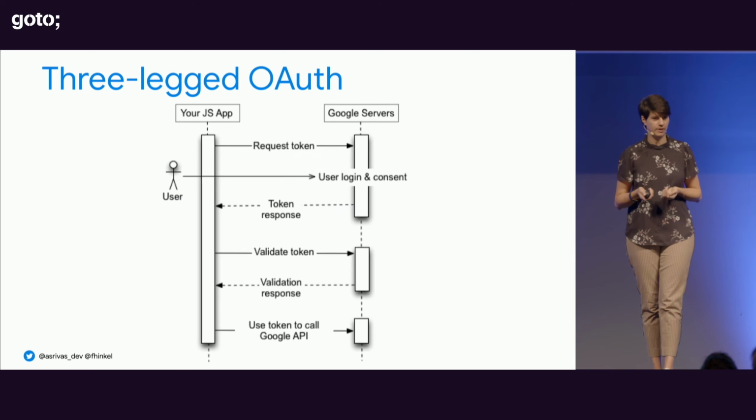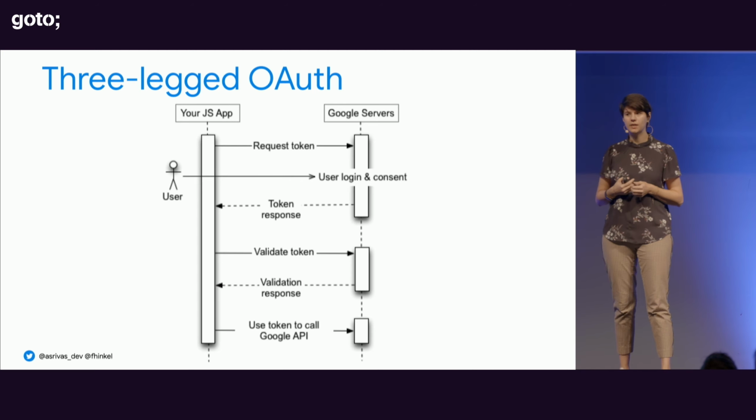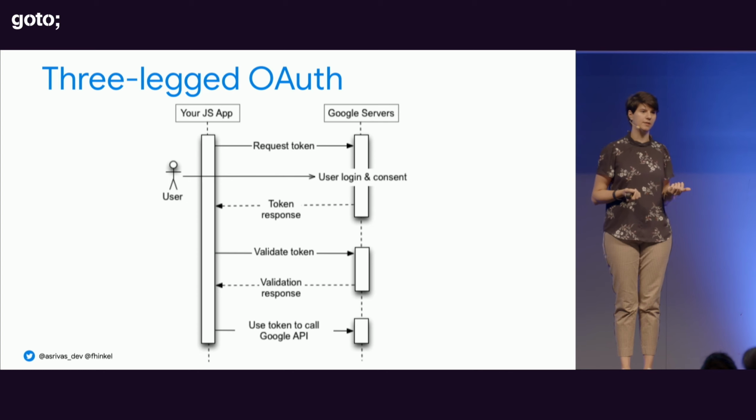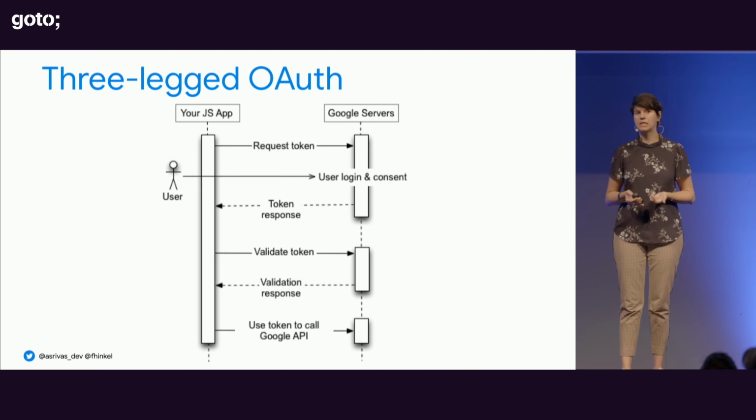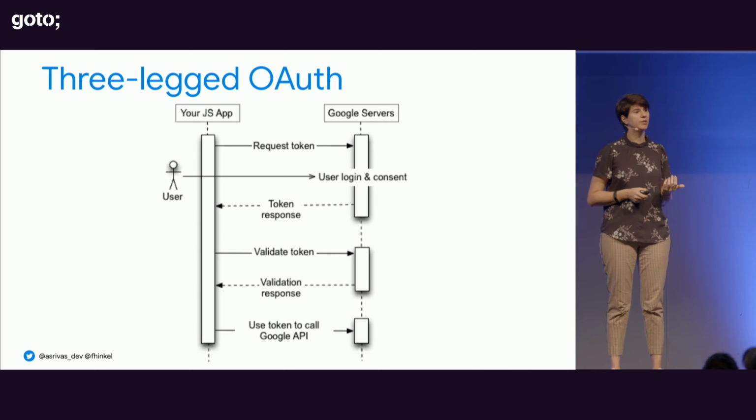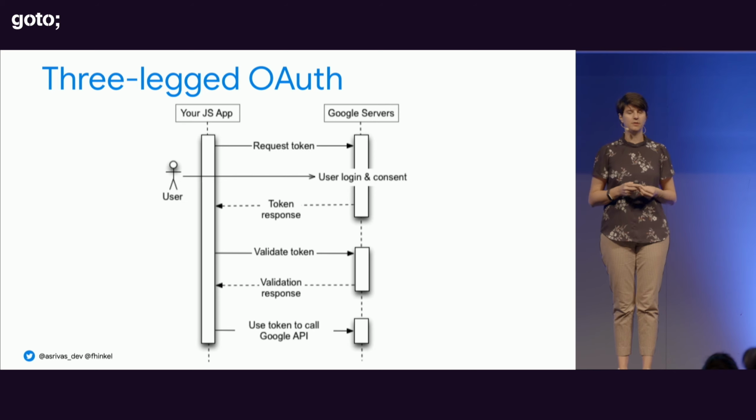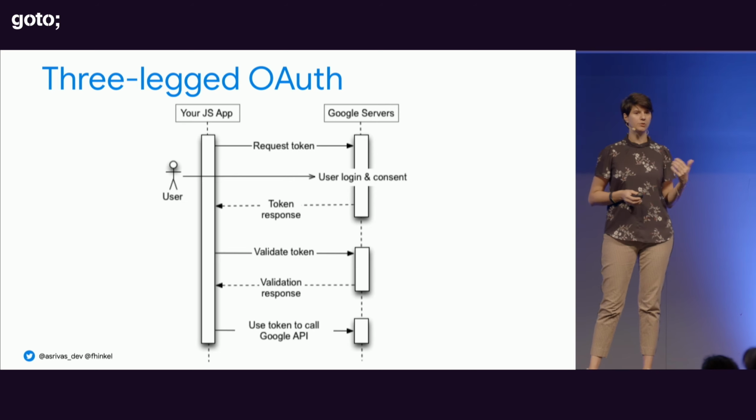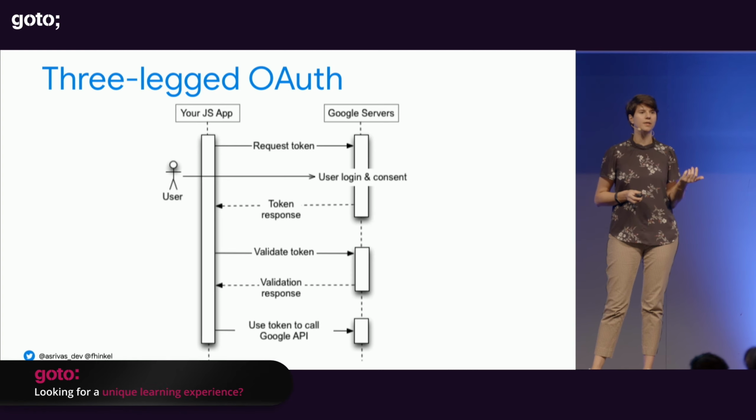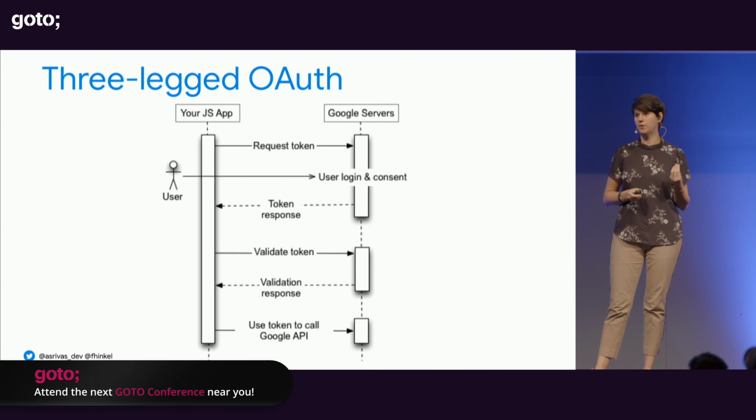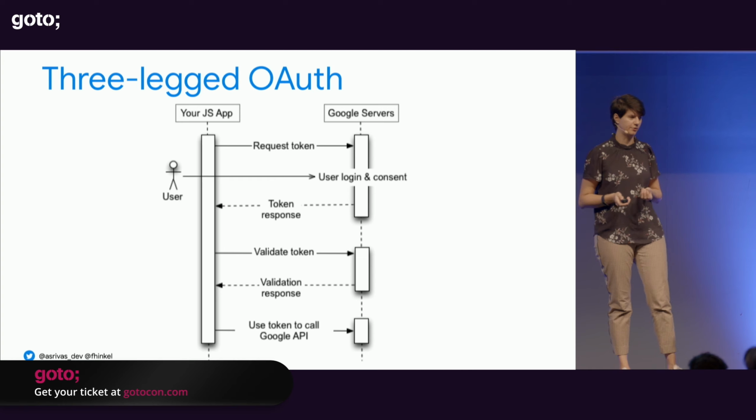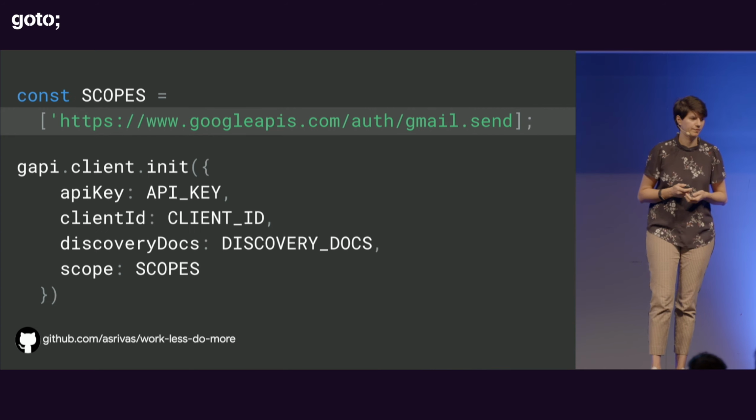Let's look at how OAuth2 actually looks under the hood. It's often called three-legged OAuth. It's three-legged because there are three entities: your application service, the Google service, but then most importantly, the end user. So when your application wants to query the Google APIs, for example, because they want to send out an email, then they request a token from the Google server, which starts this sign-in flow for the end user. And if the end user logs in and also consents to it, then your app gets back a token. The application can validate the token, and then with this token, the app can now make API calls like sending an email on behalf of the end user.